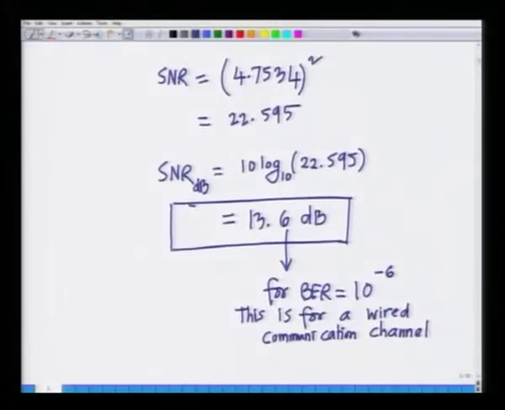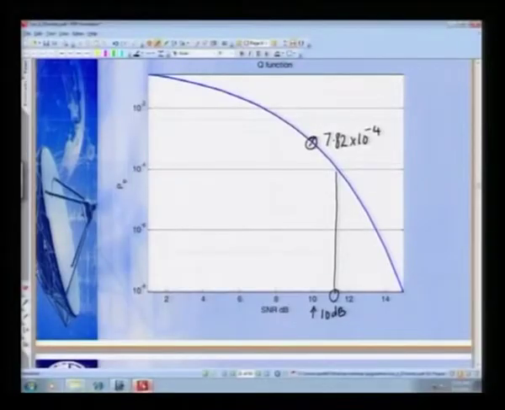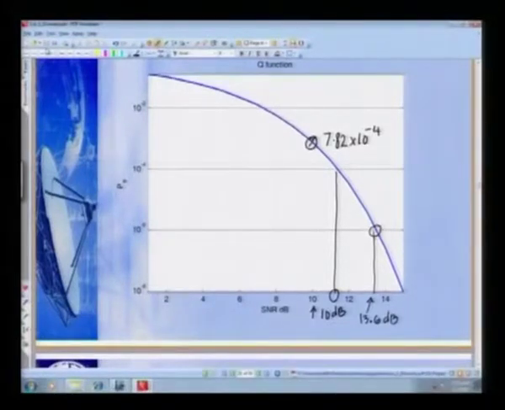Again, let me go back to the PDF plot and show you where the point corresponds to the plot. This point is 10 power minus 6 bit error rate, and if I compute the SNR corresponding to that plot, that is 13.6 dB. So, the SNR corresponding to 10 power minus 6 bit error rate is 13.6 dB. All right. So, that essentially gives you two examples, and with that we complete our analysis of the bit error rate of a wired or wireline communication system.